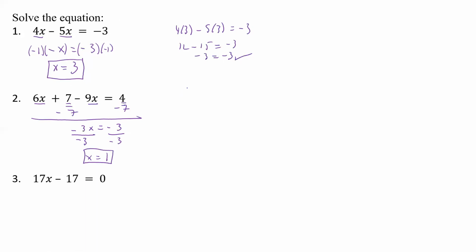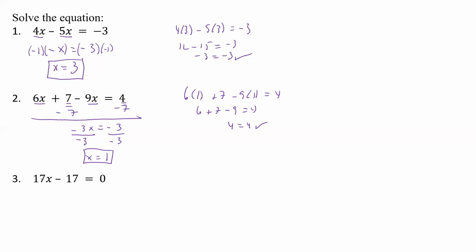Now if I check that, 6 times 1 plus 7 minus 9 times 1 equals 4. Well, that's 6 plus 7 minus 9 equals 4. Minus 9 plus 7 is negative 2, and negative 2 plus 6 is 4. 4 equals 4, and that works. Okay. What about this one?